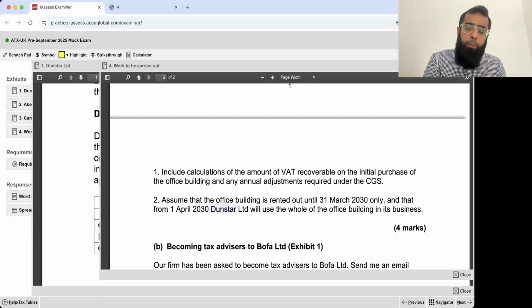4 years, 2/3 in the business, 1/3 rented out, and that was the ratio we used for initial recovery. But since for the remaining 6 years, we will be actually using the whole of the building in the business, in that case, 1/3 additional VAT will also become recoverable.